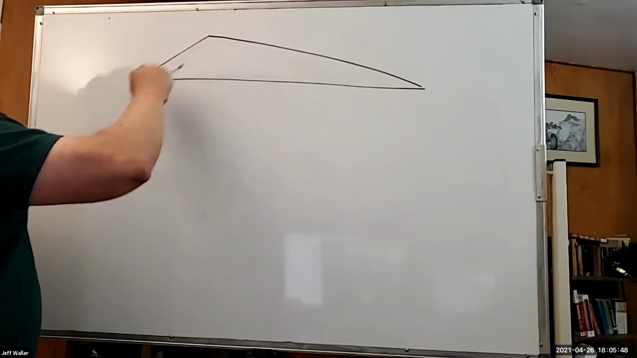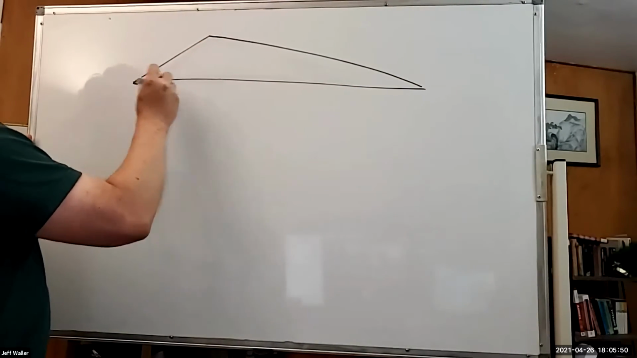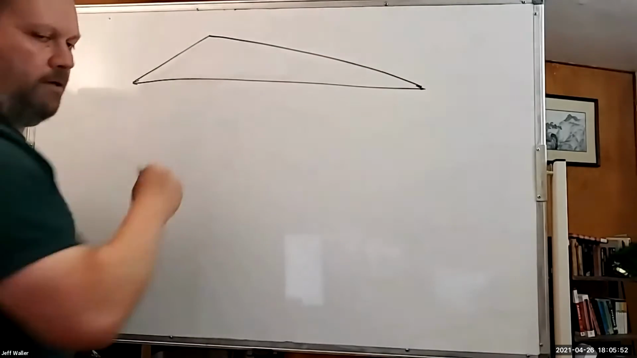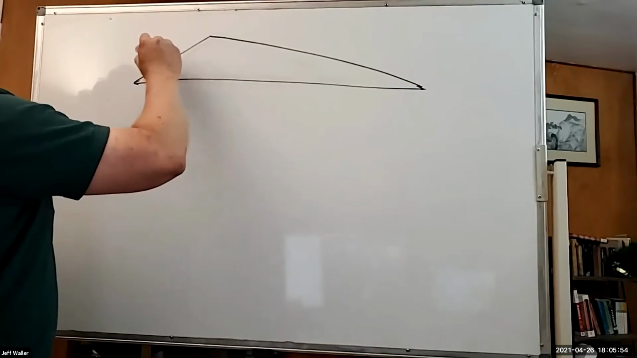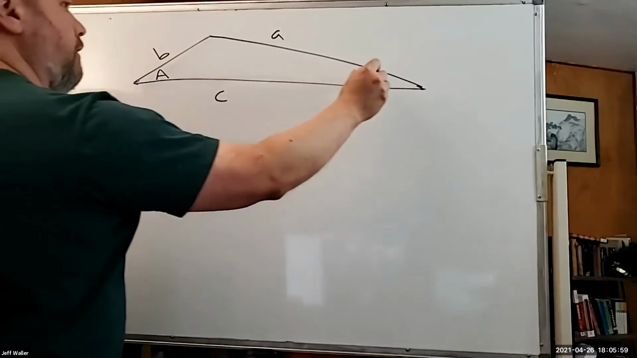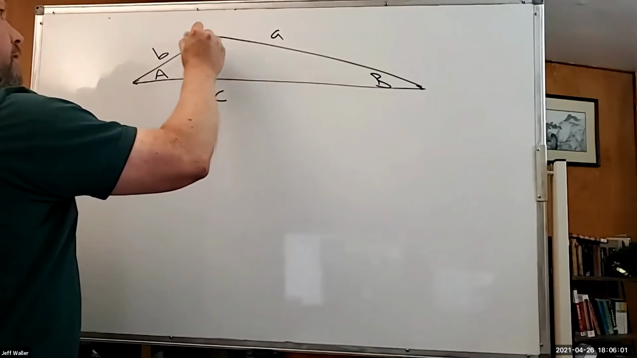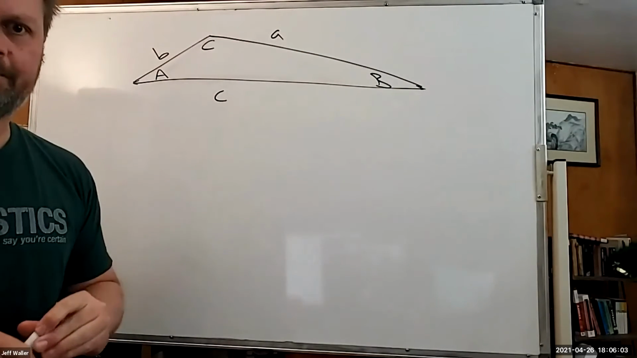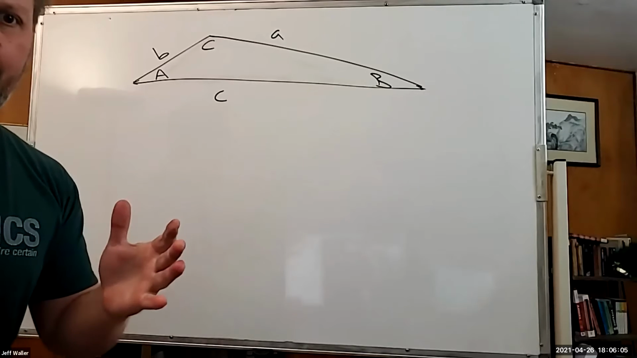That's definitely not a right angle. There's no right angles in this thing at all. But let's give this some names here. Let's call this B, A, and C. I'll call this angle A, angle B, angle C. Okay. Nothing too amazing happening yet.